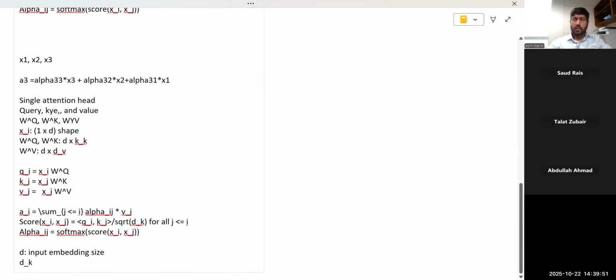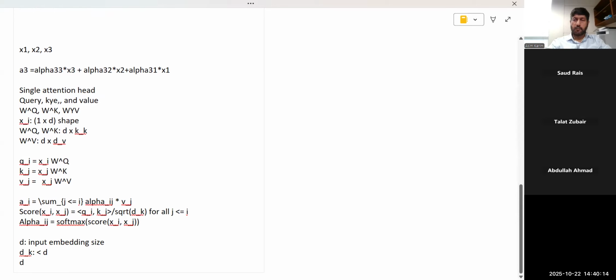So then we have dk. dk was the size of the vectors that we got for q and k. Usually this is smaller than d, so usually this is less than d in practice. And similarly, dv is usually less than d. Okay? Usually.